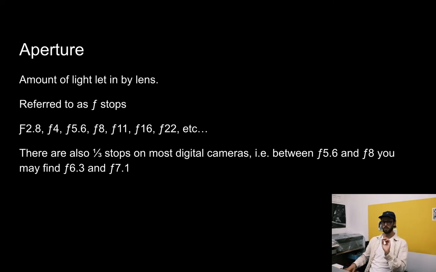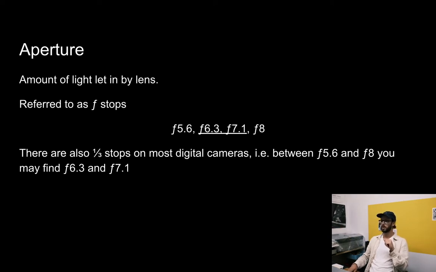There are thirds stops on most of our cameras. So you'll start to see these numbers between 5.6 and 8 and 11. And that's just when you start to learn how your light meter works in your camera, and you can make these very slight adjustments with your aperture that aren't in whole stops. This is an example. Between 5.6 and f8, you'll find 6.3 and 7.1. Okay. So aperture is the amount of light that is let in, right?